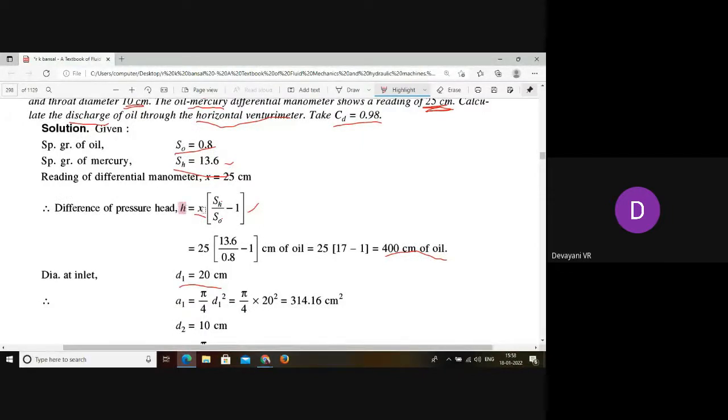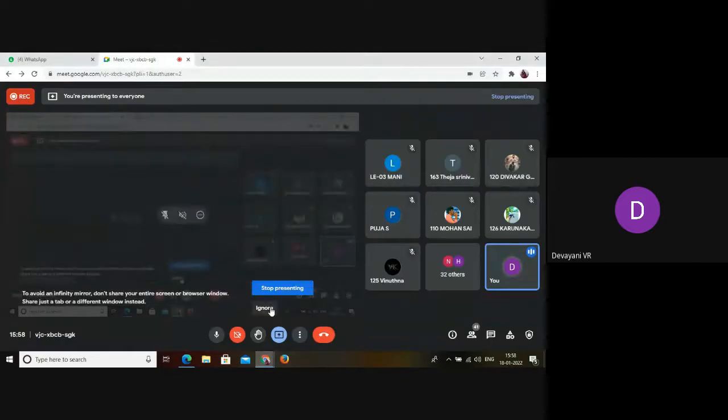Here H is the difference of the liquids multiplying with specific gravity of heavy liquid by specific gravity of the flowing liquid in the pipe, minus 1. Okay, so using these values only we can calculate the head and discharge. Is it clear guys? So do you have any doubts up to here? I need all the replies. Everyone tell me once, are you understanding this, do you get any doubts when I explain like this? So derivation and the problems, is it clear?